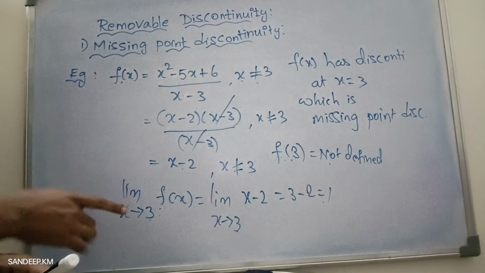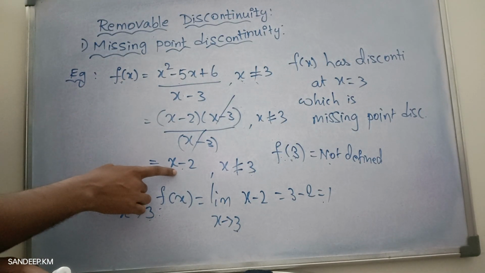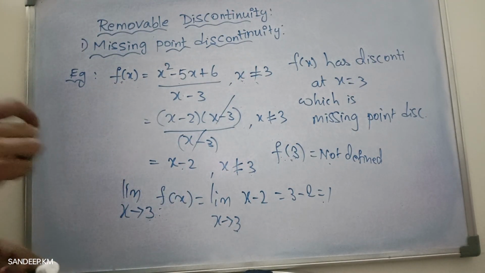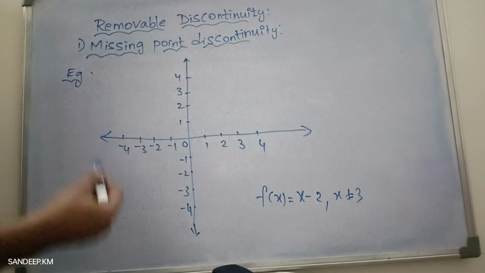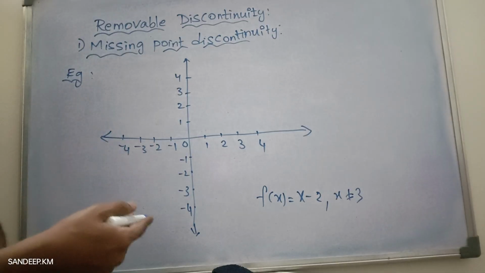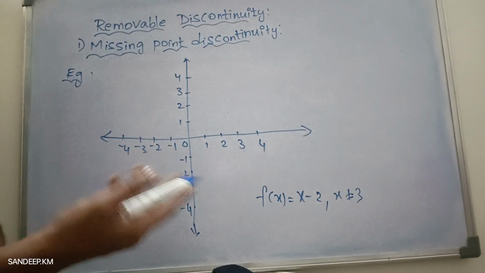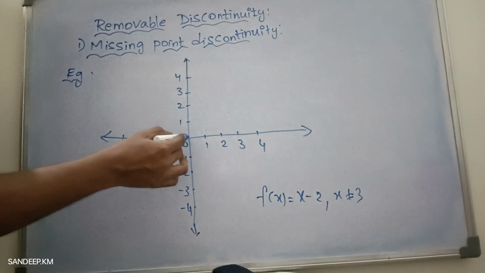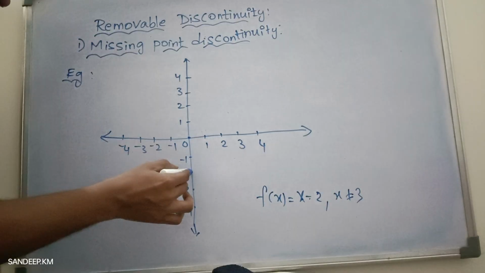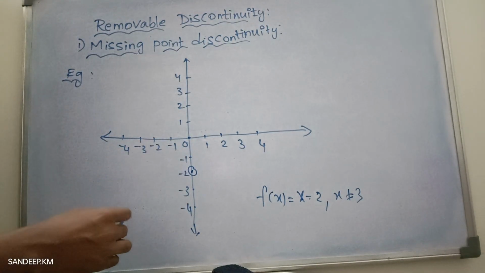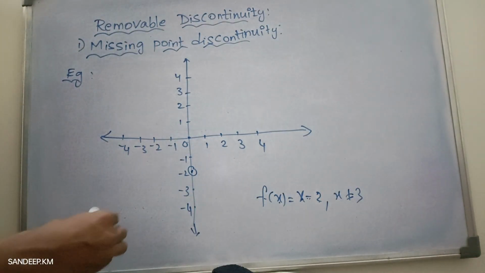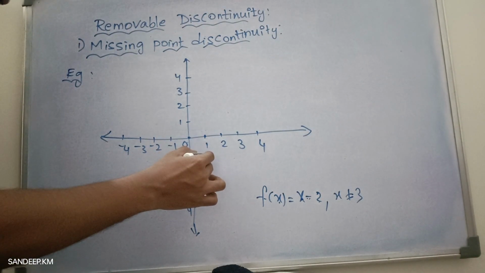I'm going to draw the graph of f of x equal to x minus 2. This and this both are the same, only in this given. If you draw the graph of this function, let us see what happens. Let us draw the graph of f of x equal to x minus 2 where x is not equal to 3. You have already learned how to draw graphs in 7th, 8th, 9th, 10th itself. When x is 0, you will get 0 minus 2 which is minus 2. When x is 1, f of 1 is 1 minus 2 which is minus 1.